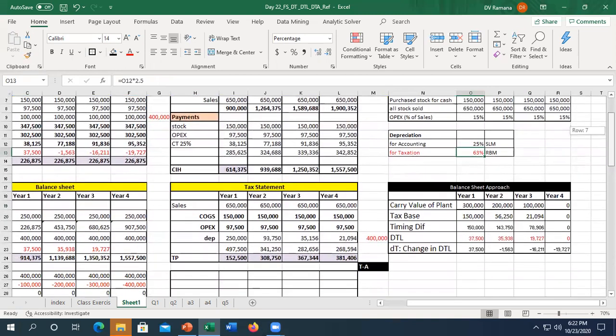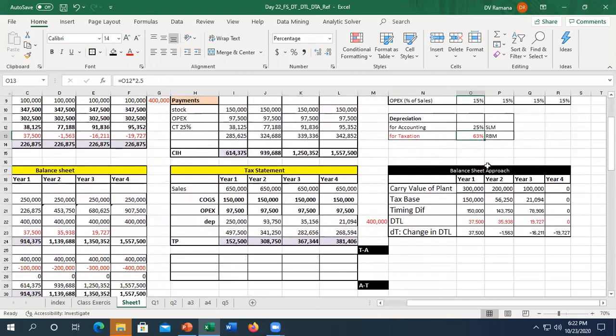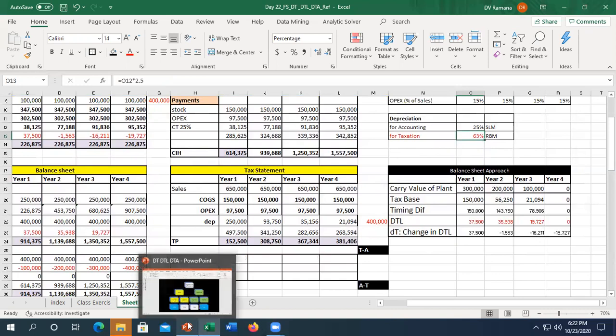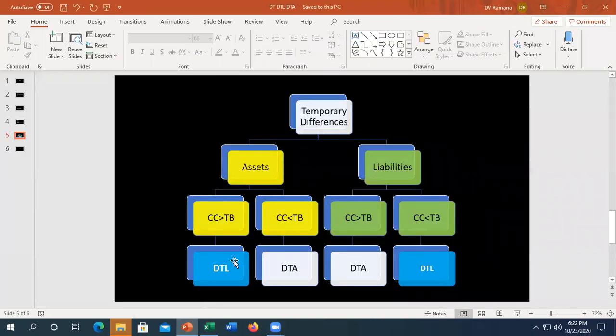We assume the life to be 4 years. So by the end of the 4 years, the carrying cost of the plant and the tax base become 0. But all through the 4 years, the CC is greater than the tax base. When CC is greater than the tax base, we know that there will be a deferred tax liability, and this deferred tax liability will be shown on the balance sheet, and the change in the deferred tax liability will be shown on the income statement as an expense or an income.